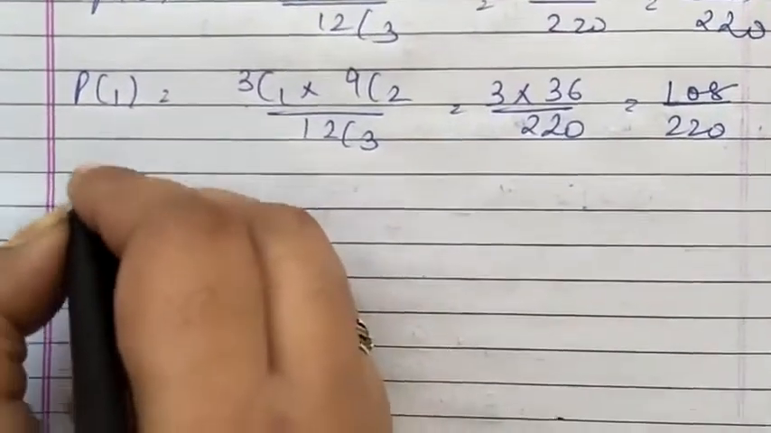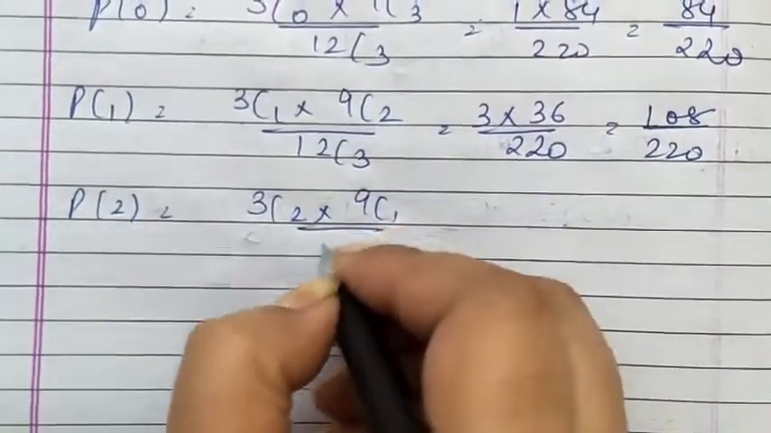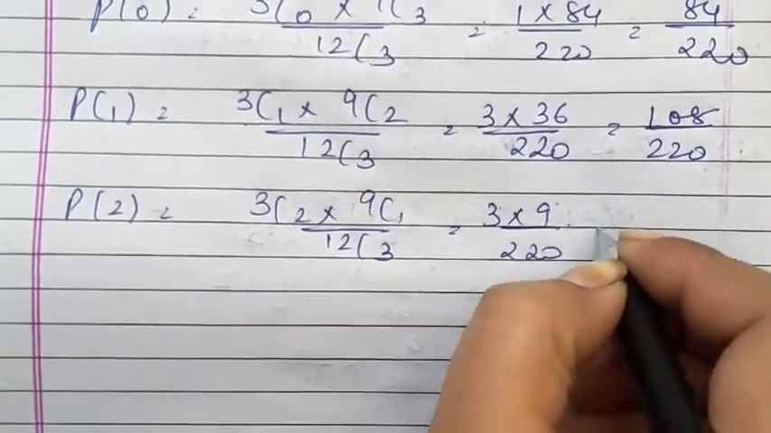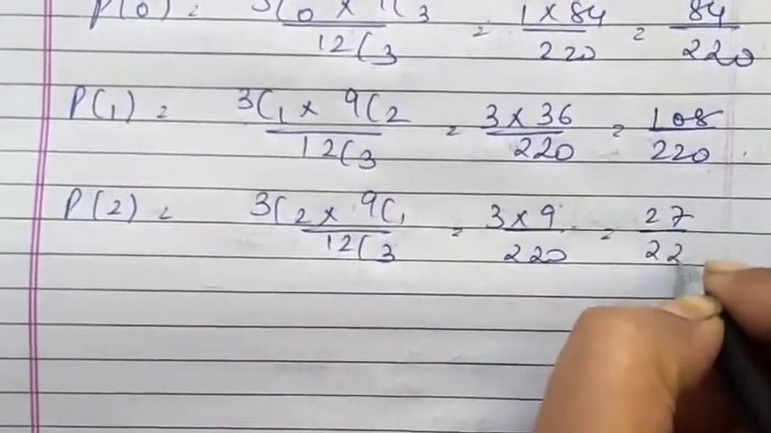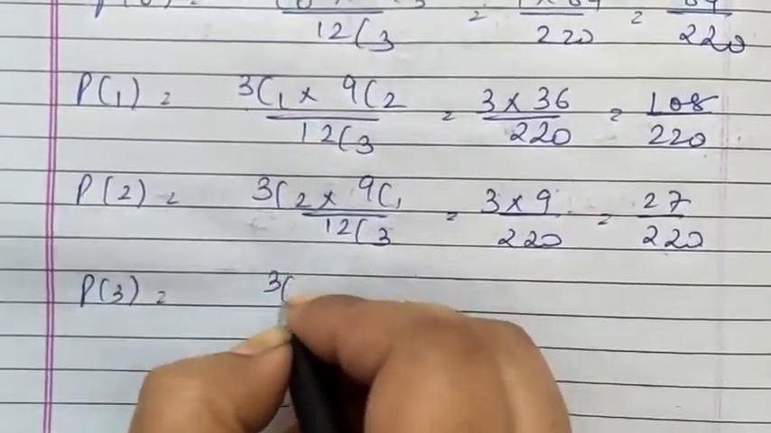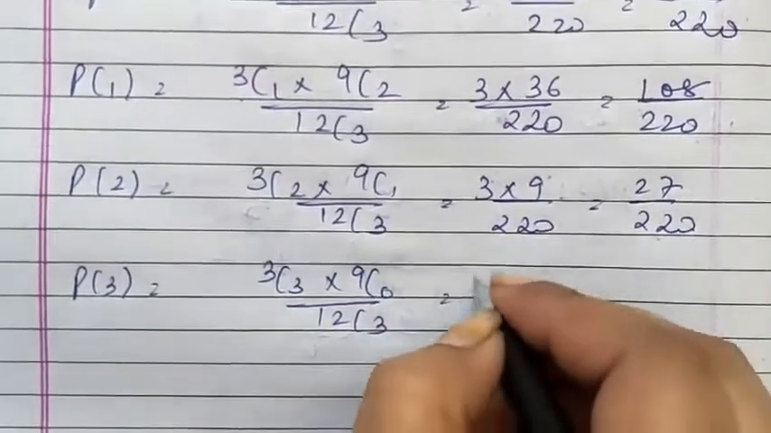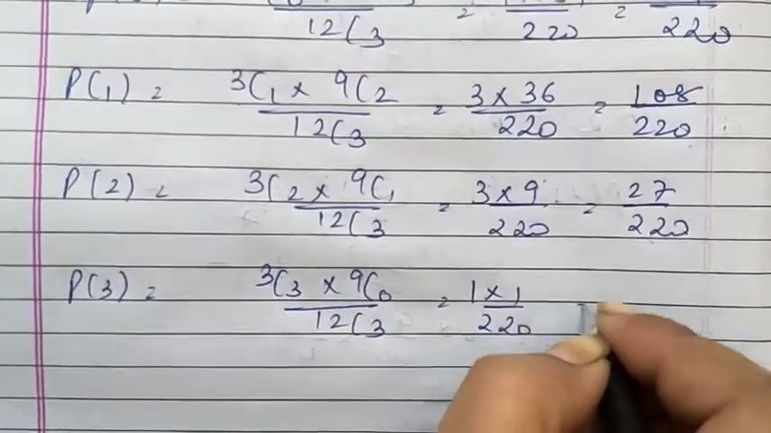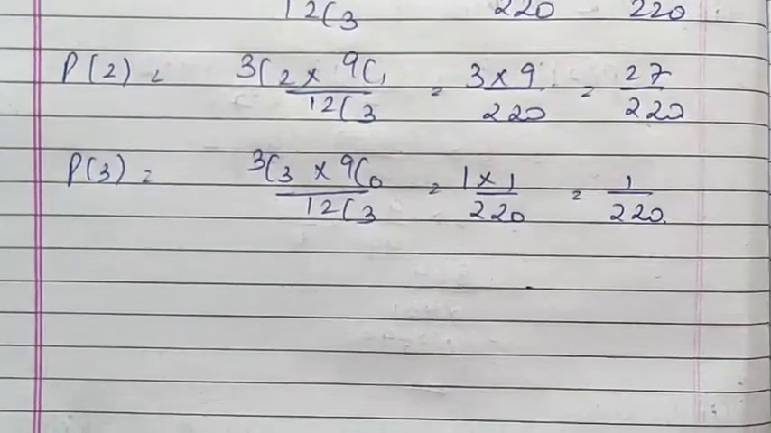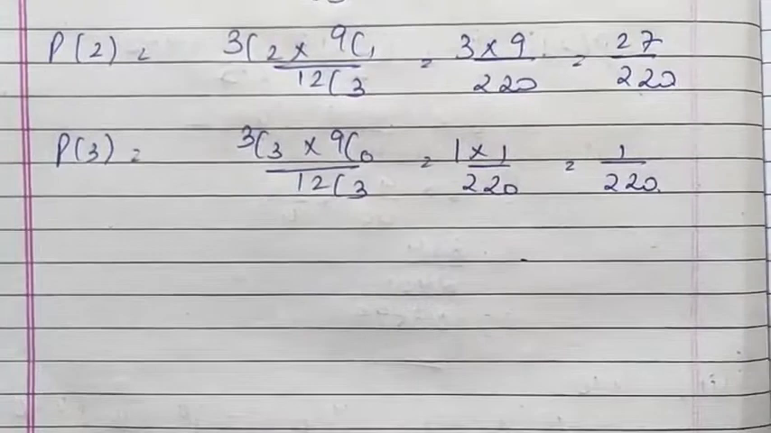Now let us find P2. So 3C2 into 9C1 upon 12C3, that is 3 into 9 upon 220, that gives us 27 upon 220. Now P3. So P3 is equals to 3C3 into 9C0 upon 12C3. That is 1 into 1 upon 220. Answer comes to 1 upon 220. Now we got the values of all the four terms, that is x0, x1, x2 and x3.